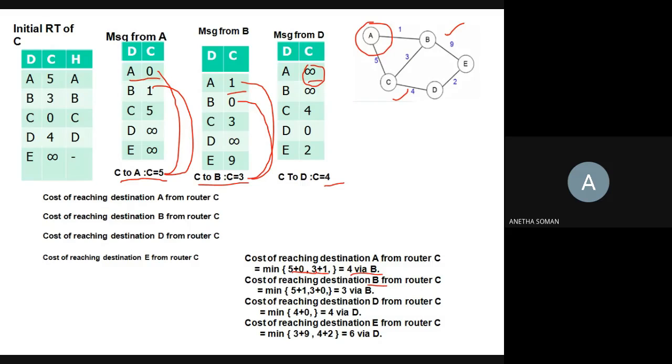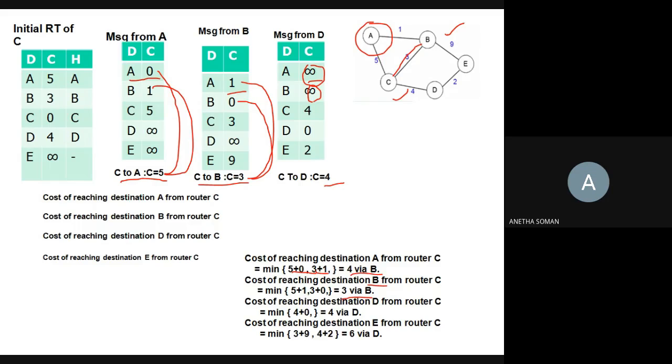Now, through D also I can pass, but you have no path here. So make it infinity. So no need to find it out. So it is 5 plus 1, which is equal to 6, and 3 plus 0, which is equal to 3. Which is the minimum value out of that? Minimum value will be equal to 3. So I can reach my destination B from C with a cost of 3.